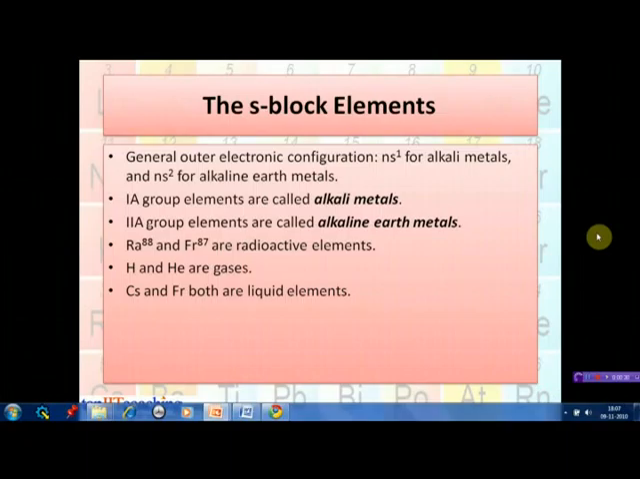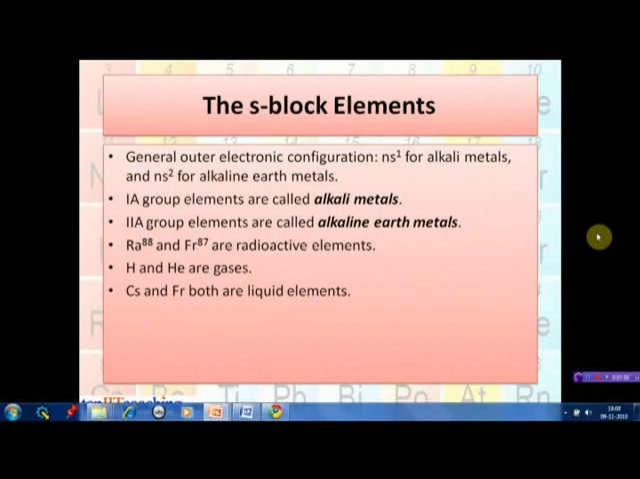The first A group elements are also called alkali metals because they give alkaline solution on reaction with water. The alkaline earth metals, that is the second A group elements, owe their name to their oxides. These oxides give alkaline solution with water, and their melting points are so high that they remain solid in fires, therefore the name earth. The general outer electronic configuration of first A group elements is ns1 and of second A group elements and helium is ns2.